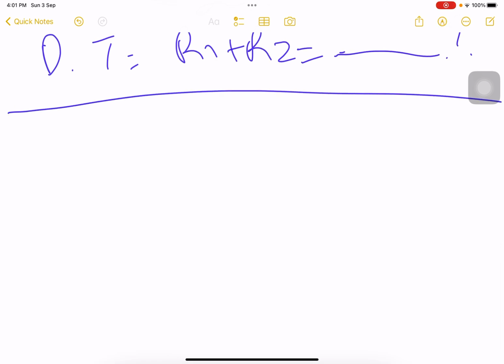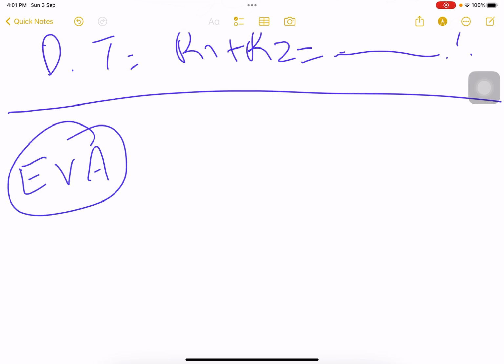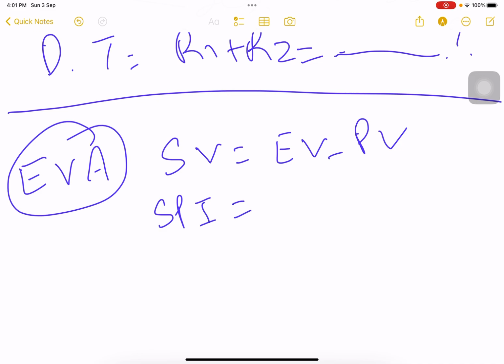Next is earned value analysis. Now a lot of the calculation is about this. Earned value analysis tells you how you are doing cost wise or schedule wise. So schedule variance is earned value minus planned value, and schedule performance index is earned value divided by planned value. It should be 1, that is, 0 or greater than that.